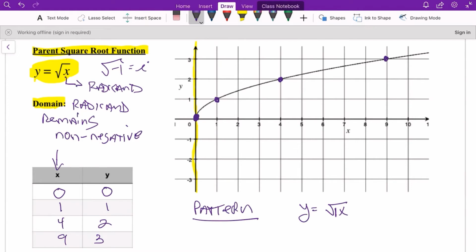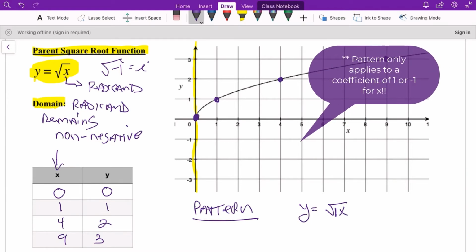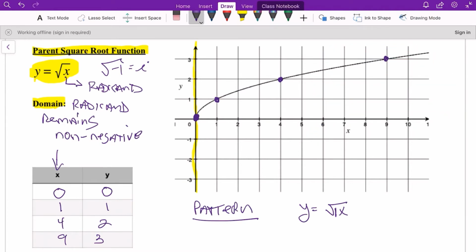If the coefficient of x is not 1 or negative 1, we'll get into this in a little bit, but the negative 1, again, is just going to tell us the graph is going to go to the left. If your coefficient is anything but a 1 or a negative 1, this pattern isn't going to work. So I just wanted to get that out right now. So let's figure out what the pattern is. If I look at the graph, all the radical function graphs will follow this pattern, again, as long as the coefficient is 1 or negative 1.